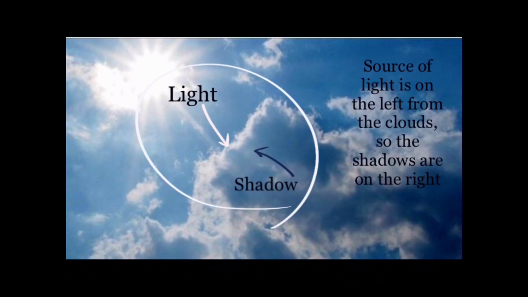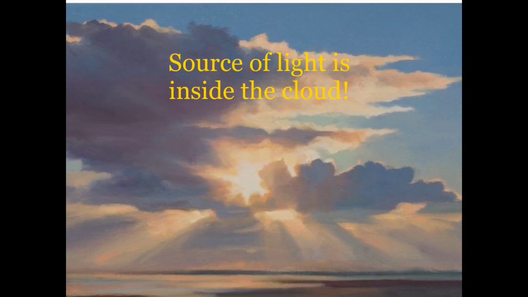If the sun is on the side, right here it's on the left, then light will be on the left of the cloud, and shadow will be on the right of the cloud. Pretty obvious. If you have a source of light in the middle of your cloud, that's a pretty gorgeous cloud, well shaded accordingly.